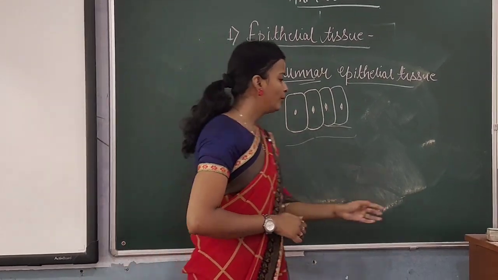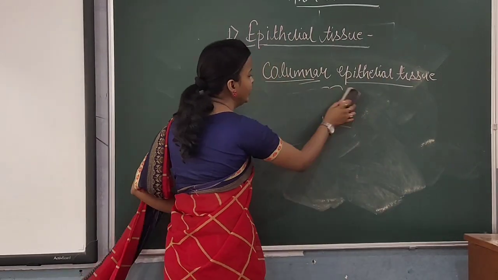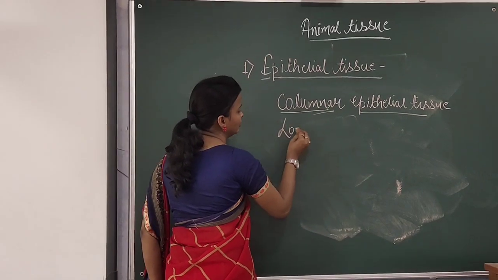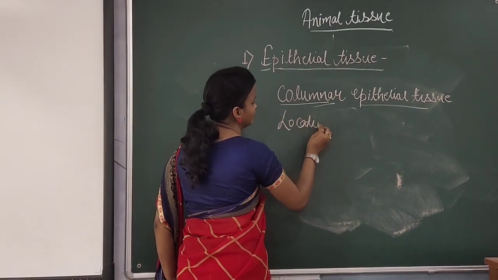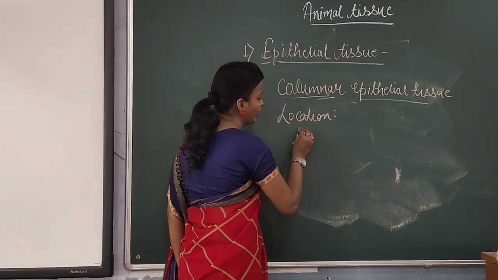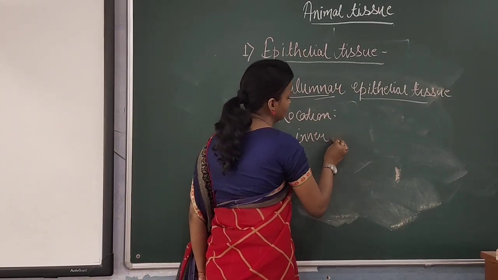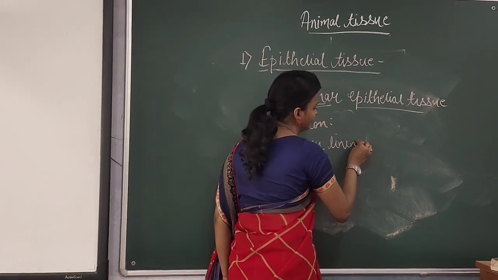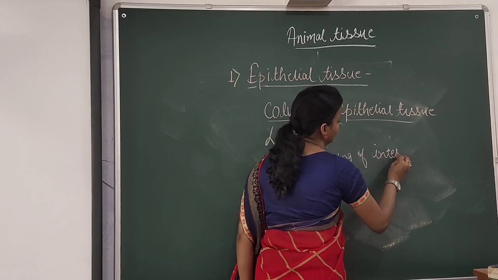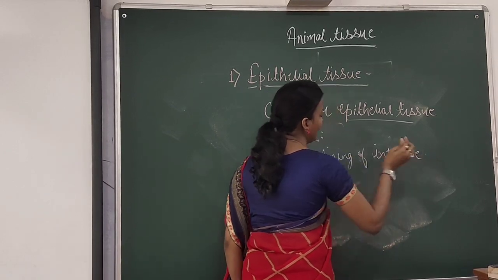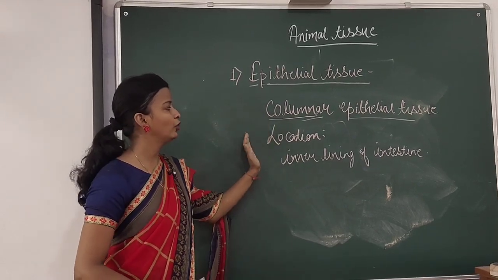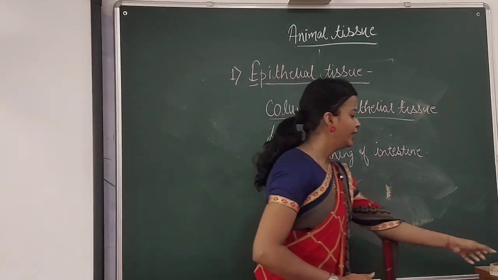Then when you talk about the location, they are present on the inner lining of the intestine. They are present on the inner lining of our intestine. So this is the location of the columnar epithelial tissue.